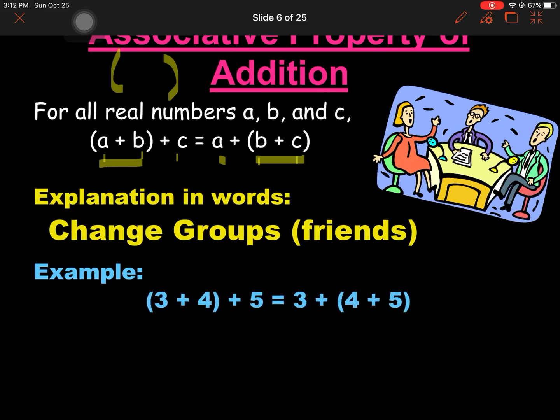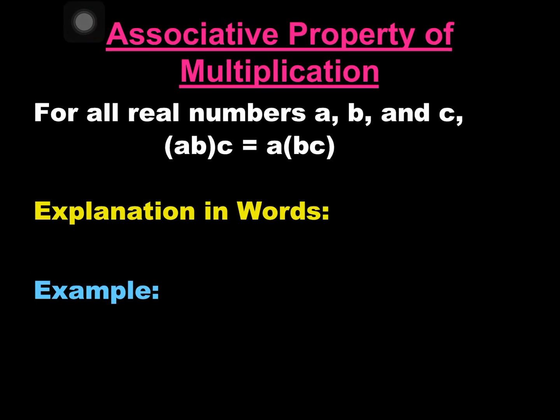And so here's our example. On the left-hand side, you have 3 and 4 grouped, then you add 5. And on the right side, you have 4 and 5 grouped, and then you add 3. You can see if you do the math following order of operations, you will get the same result. So that's the associative property for addition.